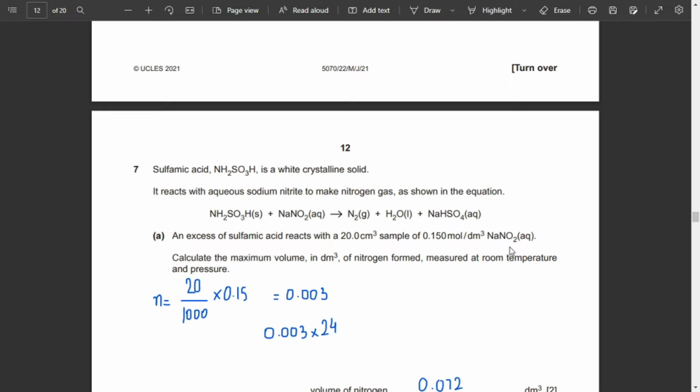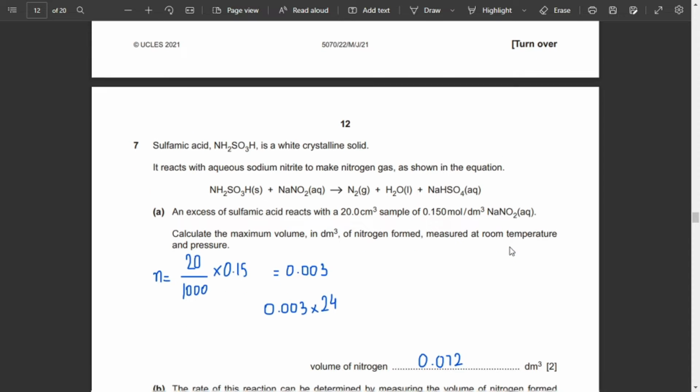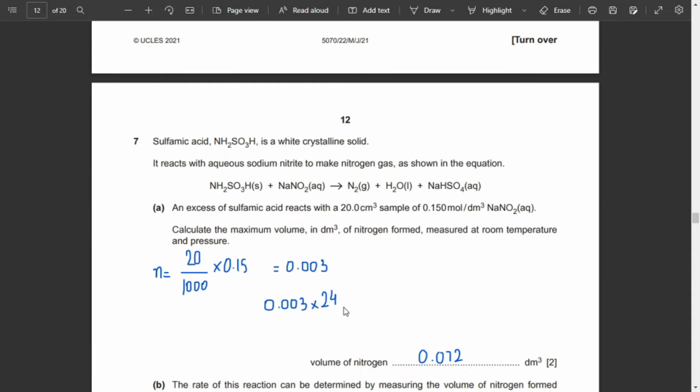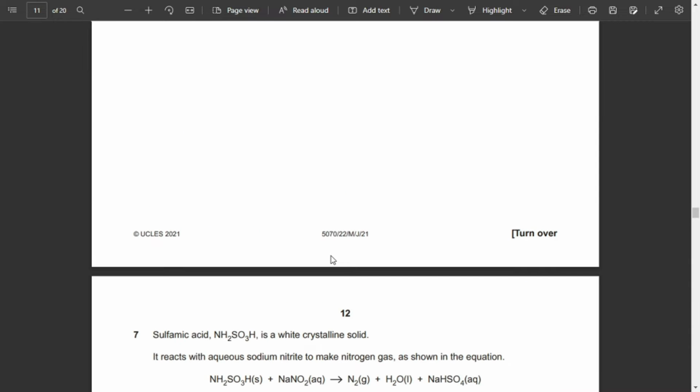Part A says an excess of sulfamic acid reacts with 20 cm cube sample of 0.15 mol per dm cube NaNO2. Calculate the maximum volume in dm cube of nitrogen formed measured at room temperature and pressure. Alright, so I've already written the whole solution of it because it takes a lot of time in calculating during the video. It's a hassle, that is why. However, I'm going to completely explain it to you. So first of all, let's hide this part.